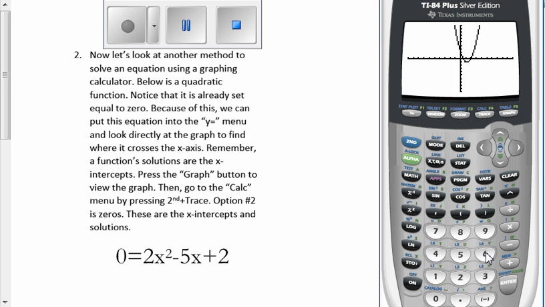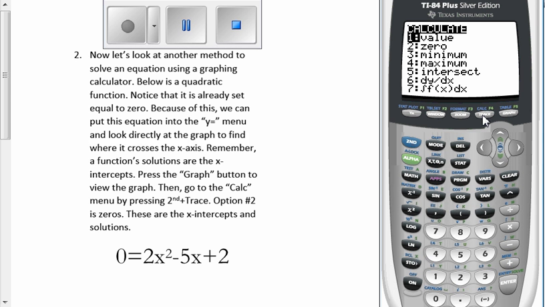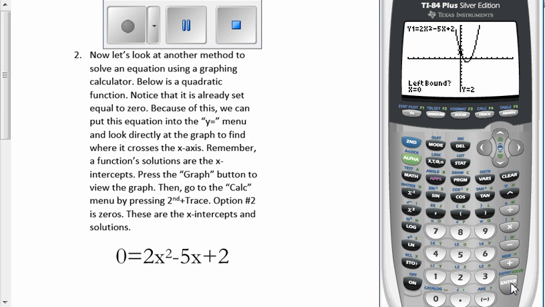Since we're looking where this quadratic equals 0, we're looking for the x-intercepts. In order to calculate the x-intercepts on your graphing calculator, you are going to hit second and the trace button. Above trace, you will see calc in blue. We want to find our x-intercepts, which are also known as our zeros, so we'll scroll down to number 2 and hit enter. From here, you need to follow the directions on your screen.